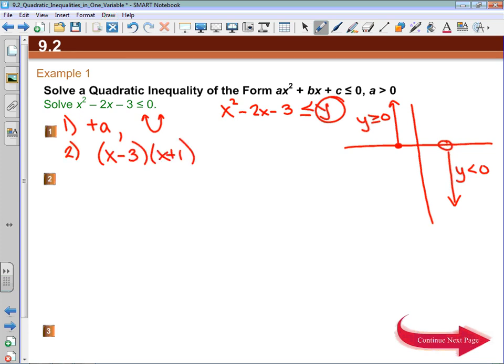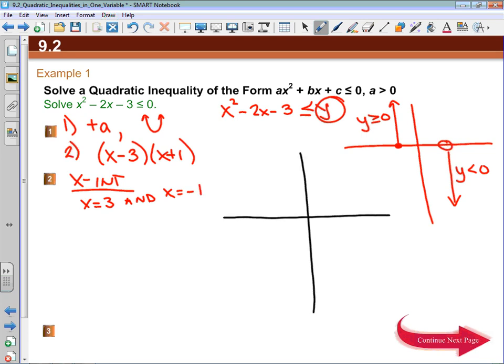Now, really importantly, that means that my x-intercepts are going to occur when x is equal to 3 and when x is equal to negative 1. And the reason why that's so beneficial is, at the very least, we can get a pretty reasonable look at what this graph looks like. A lot of students struggle with the idea that we don't care what the vertex is. The vertex really doesn't add anything to the solution to this problem.